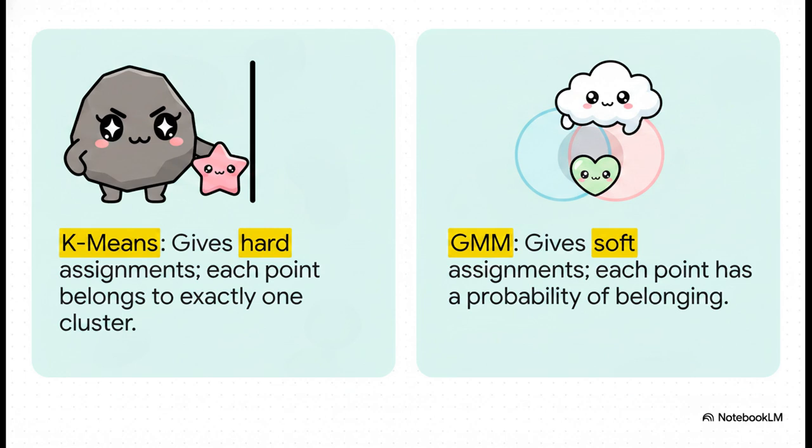But Gaussian mixture models, or GMM for short, use a much softer touch. It provides soft assignments. Instead of dropping things into absolute categories, GMM gives you a probability. It might look at a data point and say, hey, I'm about 70% sure this belongs to cluster A, but you know what, there's a solid 30% chance it actually belongs to cluster B.